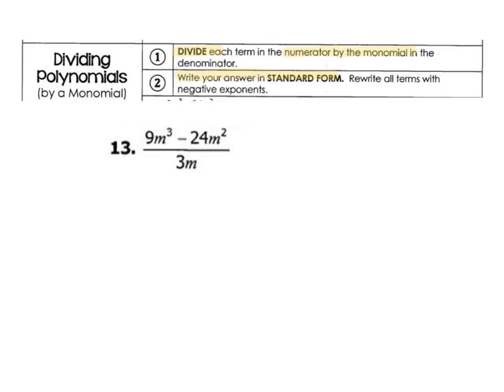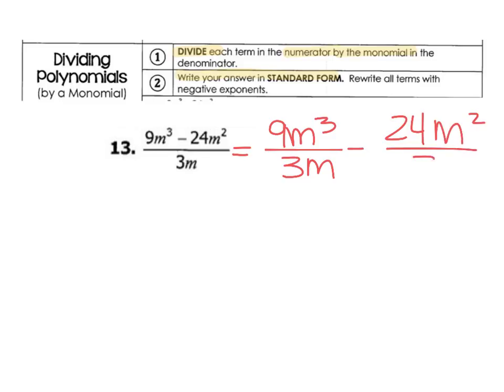So, for example, number 13, what we want to do is rewrite it as every term in the numerator divided by the denominator. So we would rewrite this as 9m to the third divided by 3m minus 24m squared divided by 3m. And then we're just simplifying.